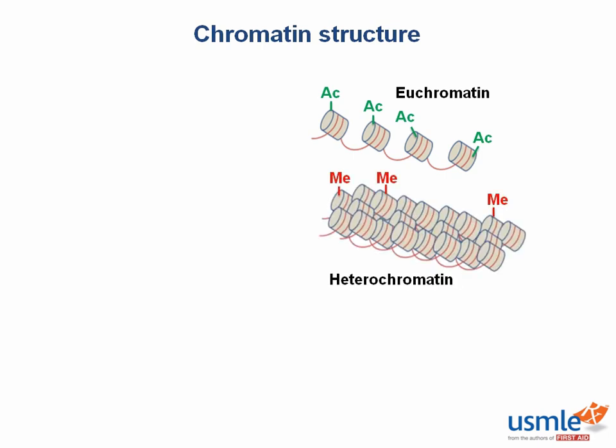In the opposite situation, having more methylation or less acetylation results in tighter binding of DNA to histones so that it can't be transcribed, and this is called heterochromatin. So which is transcribed more, heterochromatin or euchromatin? That would be euchromatin, since it's more accessible to the transcriptional machinery.